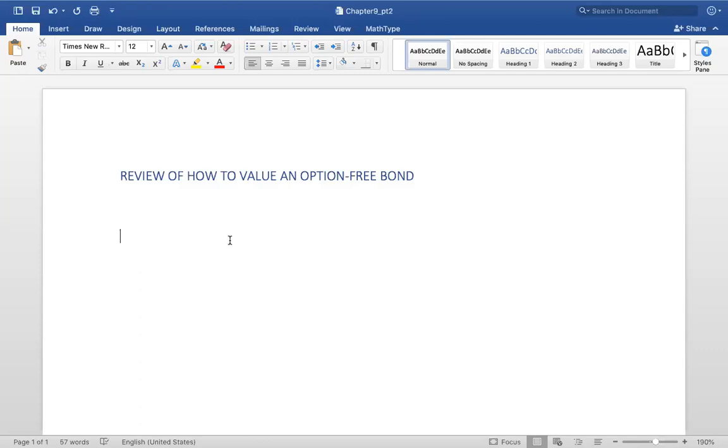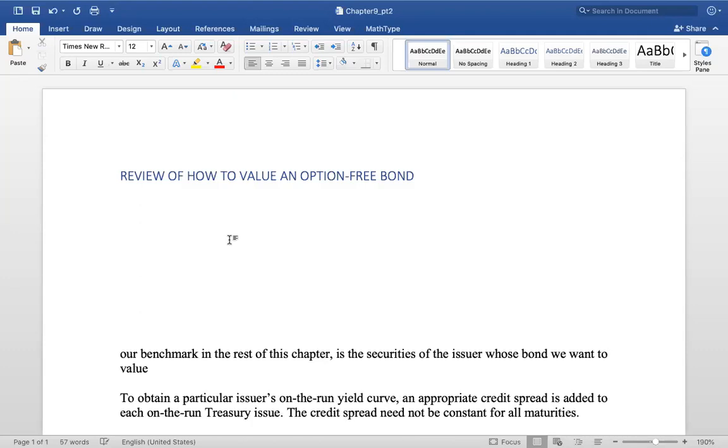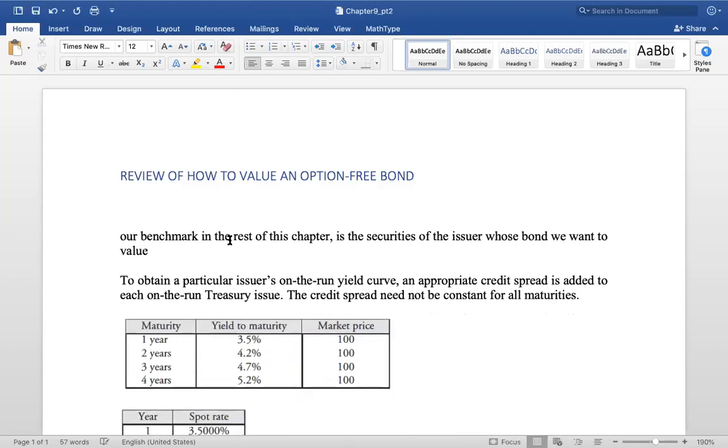So, valuing an option-free bond. Our benchmark in the rest of the chapter for valuing is the securities of the issuer whose bond we want to value. So, we are using that third benchmark. To obtain a particular issuer's on-the-run yield curve, an appropriate credit spread is added to each on-the-run security issue. The credit spread needs to be consistent with all the maturities.